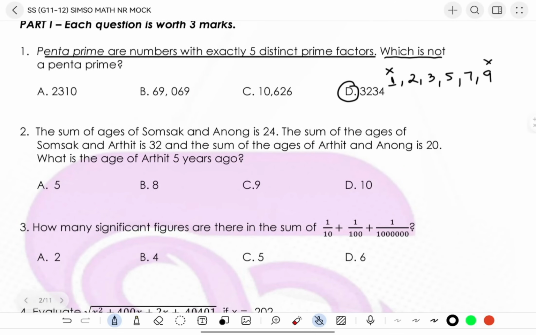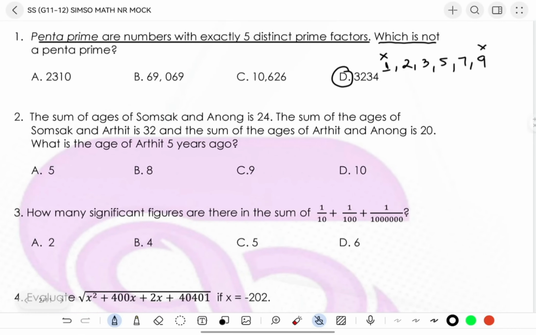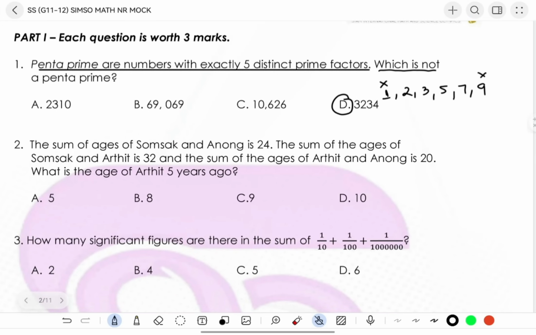So, the sum of the ages of Simso and unknown is 24. The sum of the ages of Simso and Atit is 32, and the sum of the ages of Atit and unknown is 20. What is the age of Atit 5 years ago? So yes, guys, I think I can just do it somewhere here. This is not so messed up. This is not that hard to solve, right?